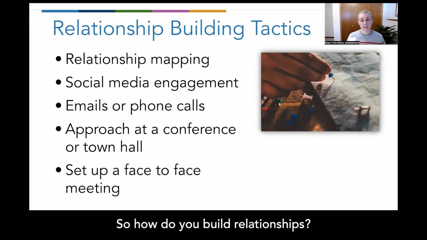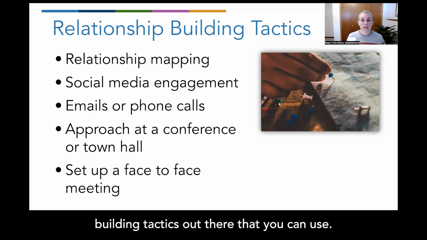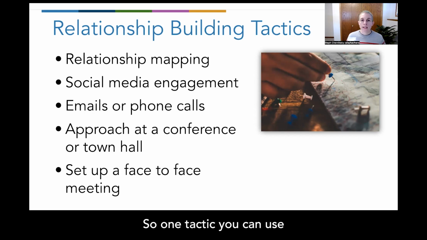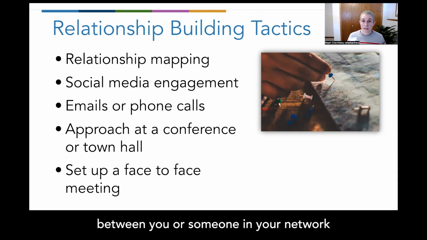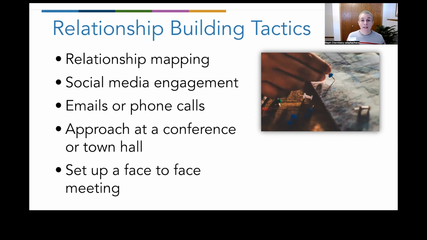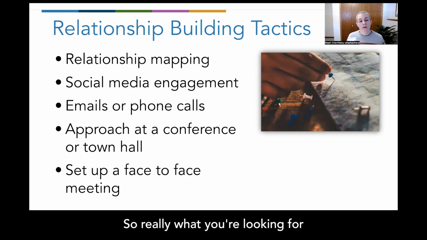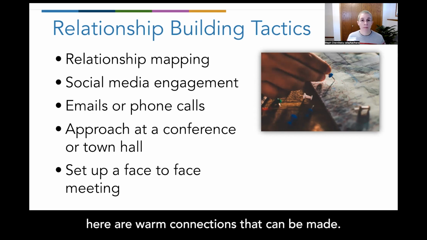So how do you build relationships? There are a lot of relationship building tactics out there that you can use, and I've highlighted just a few of them here. One tactic you can use is relationship mapping. This is about identifying if there are connections between you or someone in your network to a particular audience member or someone in that audience member's network. So really what you're looking for here are warm connections that can be made.